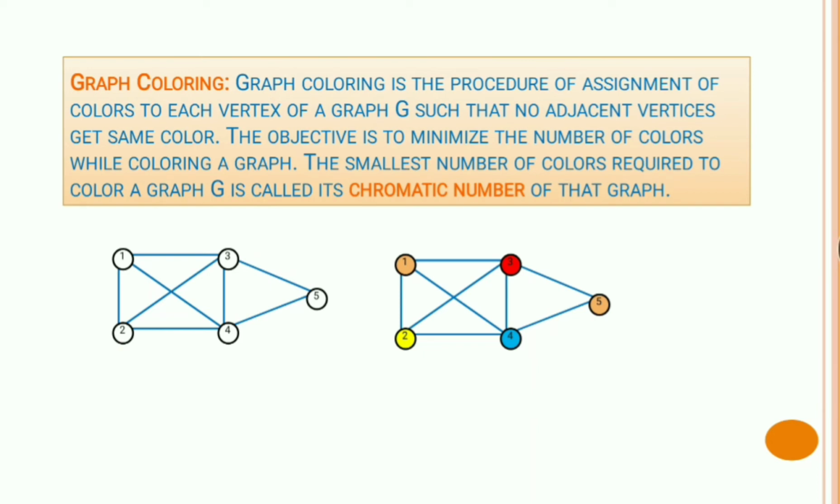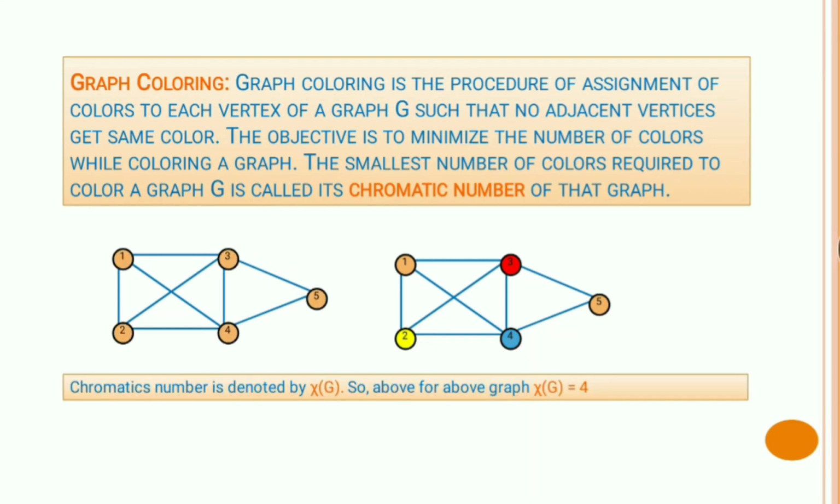This is called graph coloring, and this gives the chromatic number. The chromatic number is denoted by chi of G. So chi of G for this graph is 4, as we have used 4 colors, orange, red, yellow and blue, to color this graph.